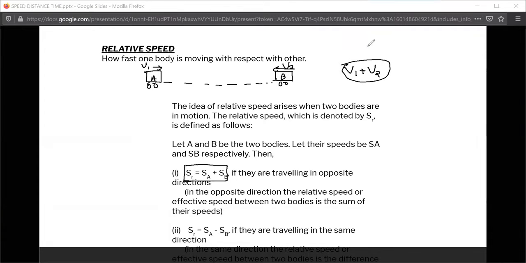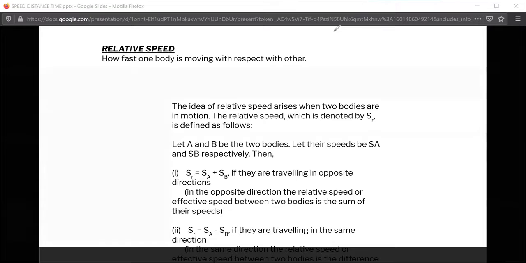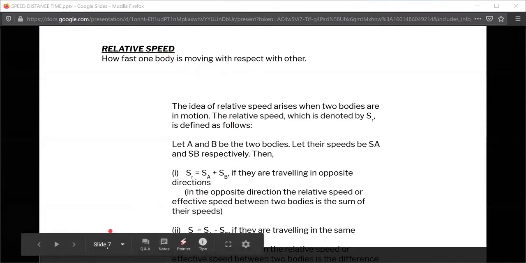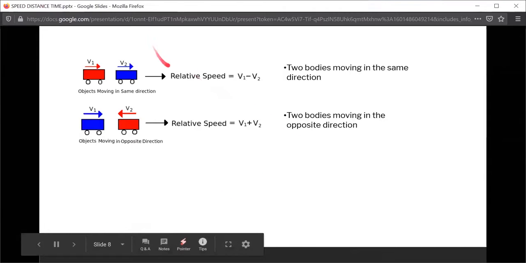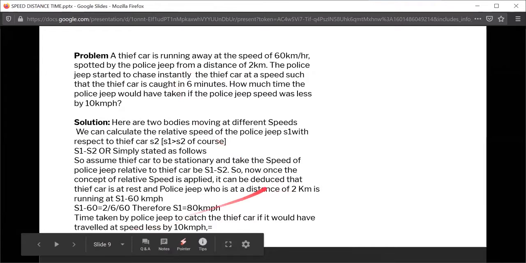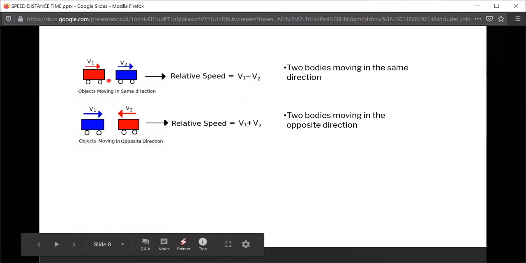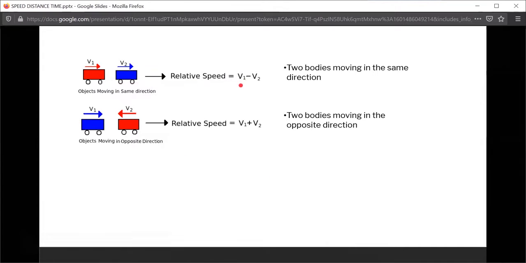Let's do some problems and it will be better to understand. You can see if the two velocities are moving in the same direction, the relative speed will be the difference of the speeds, and if they are moving in opposite direction, it will be the sum. We add because the relative distance between the two objects is decreasing due to the speed of both objects.